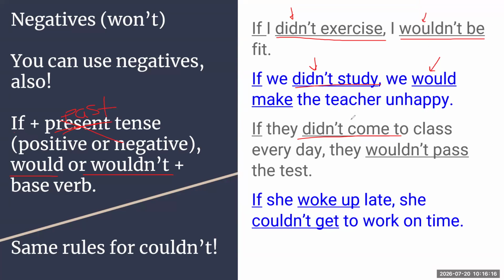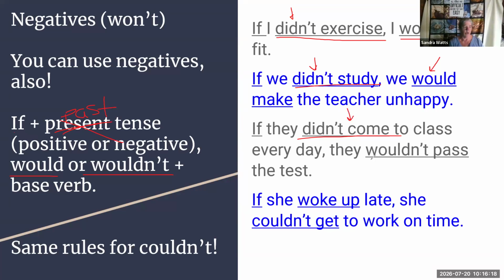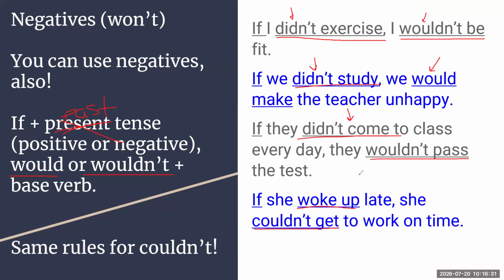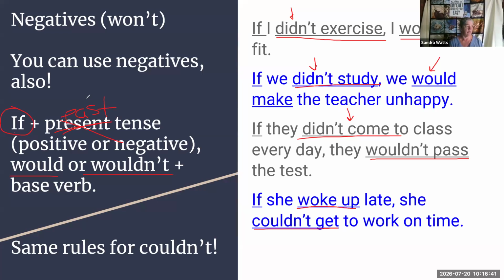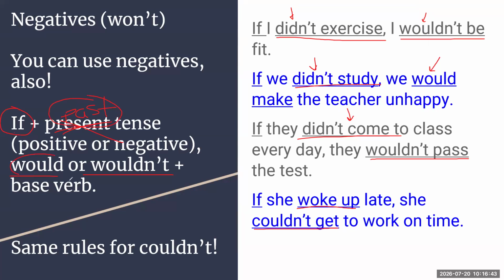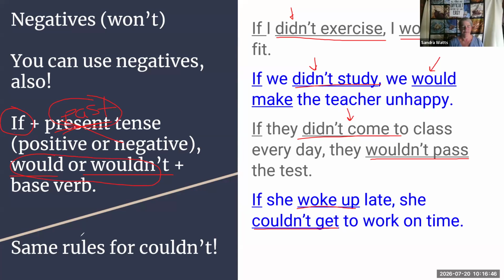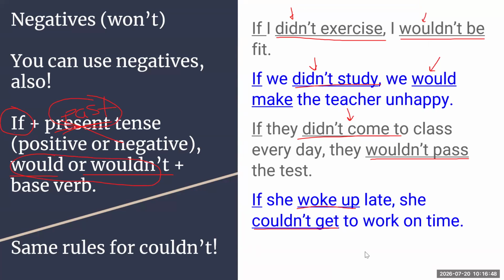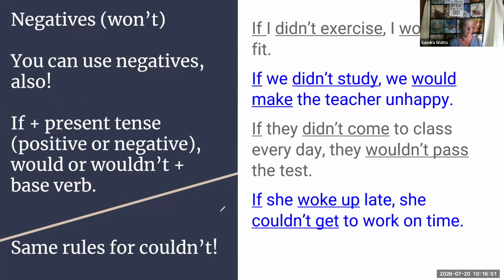If they didn't come to class, they wouldn't pass the test. If she woke up late, she couldn't get to work on time. The biggest thing to remember is the grammar rule: if plus past, would or wouldn't for the effect. And we're going to practice these.